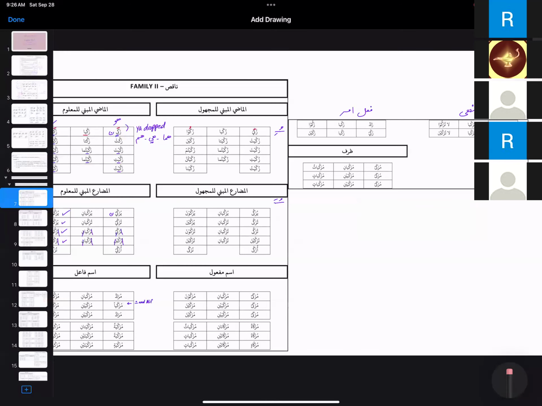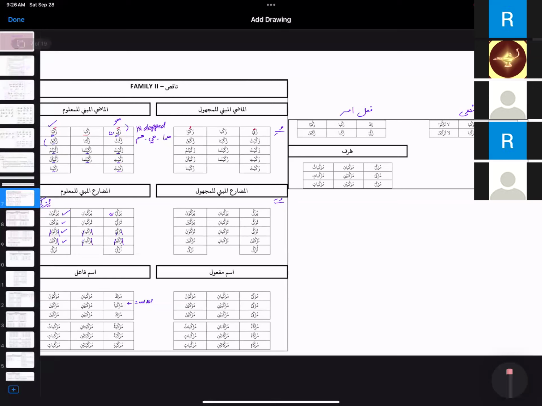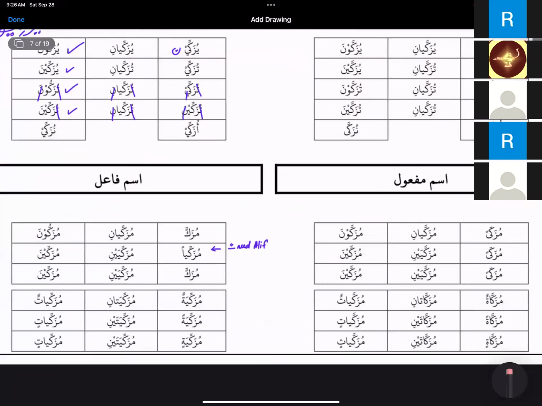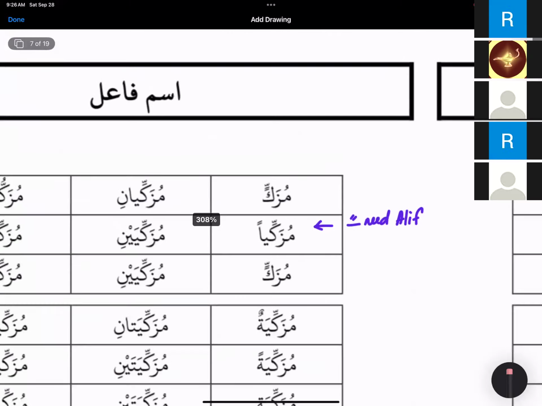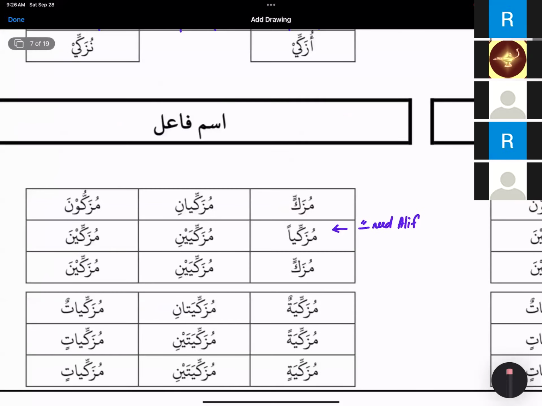Okay. We have ism fa'il as well. So ism fa'il: Muzakkin, Muzakkiyan, right? And then Muzakkin. Qadin, qadiyan, and then qadin. Muzakkiyani, Muzakkiyaini, Muzakkiyaini, Muzakkuna, Muzakkina, Muzakkina.